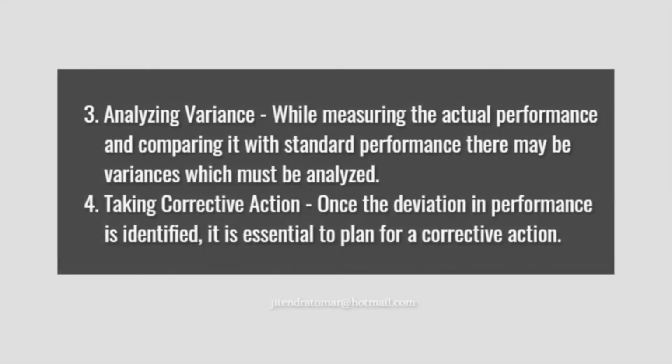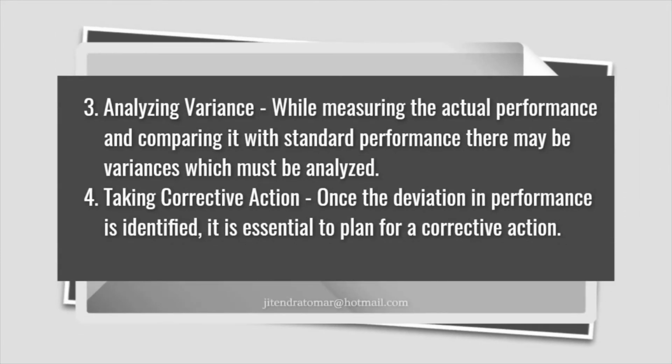Step 3. Analyzing variance. While measuring the actual performance and comparing it with standard performance, there may be variances which must be analyzed. The strategists must mention the degree of tolerance limits, between which the variance between actual and standard performance may be accepted. The positive deviation indicates a better performance, but it is quite unusual to exceed the target always. The negative deviation is an issue of concern because it indicates a shortfall in performance. Thus, in this case, the strategists must discover the causes of deviation, and must take corrective action to overcome it.